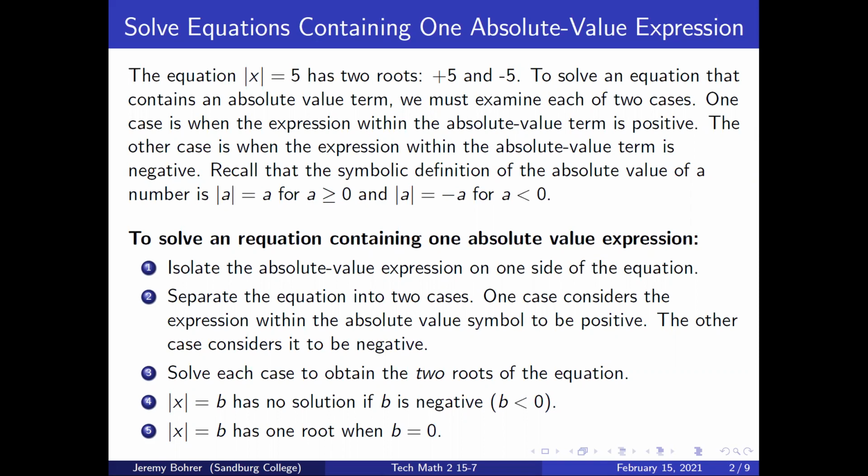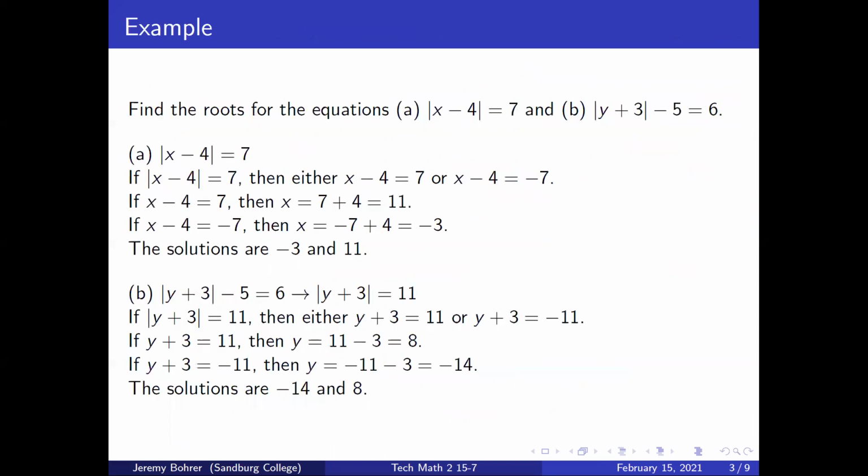To solve an equation containing one absolute value expression, first, isolate the absolute value expression on one side of the equation. Then, separate the equation into two cases. One case considers the expression within the absolute value symbol to be positive. The other case considers it to be negative. Third, solve each case to obtain the two roots of the equation. The absolute value of x equals b has no solution if b is negative, that is, if b is less than 0, and the absolute value of x equals b has one root when b equals 0.